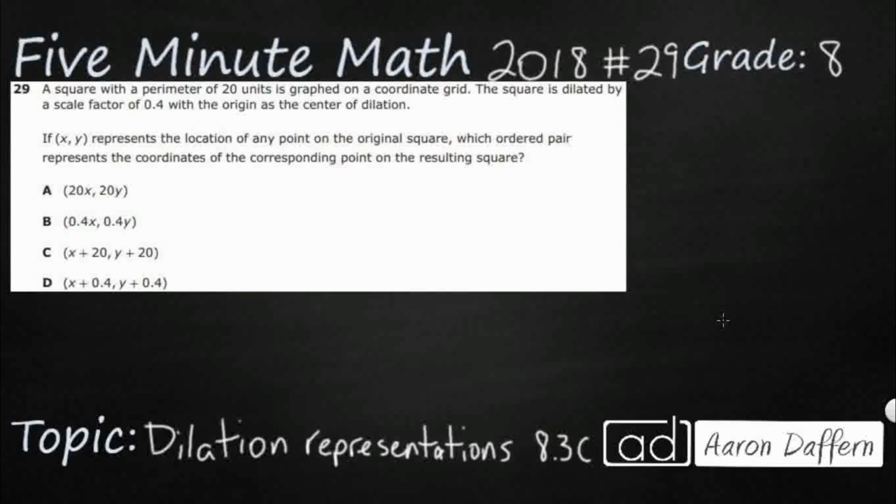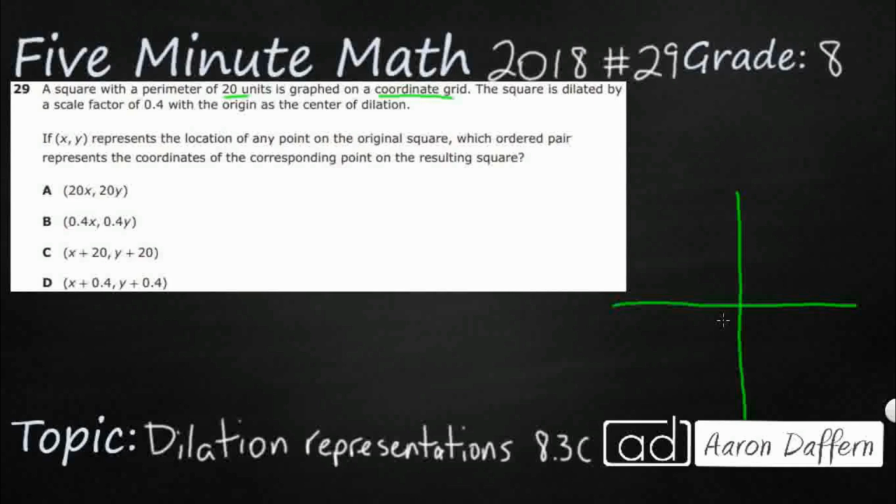So we have a square with a perimeter of 20 units, and it's graphed on a coordinate grid that we don't have. They didn't even draw one for us. You could solve this problem without it just by using logic, but I always find it a little bit easier if we can at least stare at something together. So I'm going to just kind of draw a coordinate grid here.